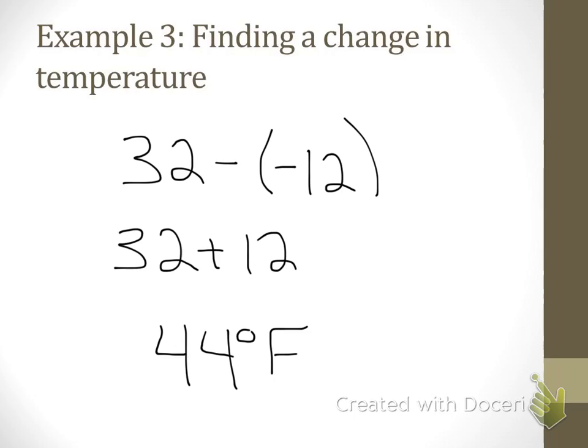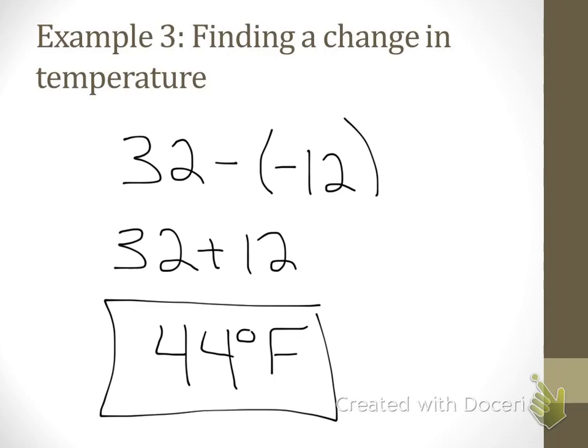And is it positive or negative? Positive. It increased. The temperature increased. 44 degrees Fahrenheit. All right, and if you understand that, that's everything you need to know for 6.3.